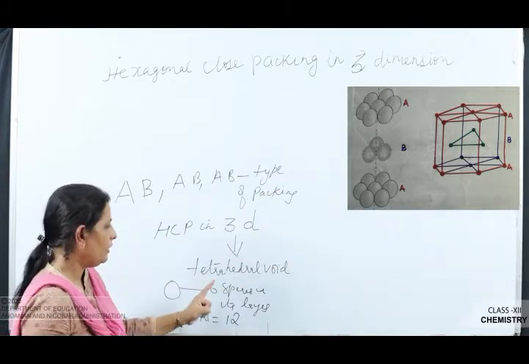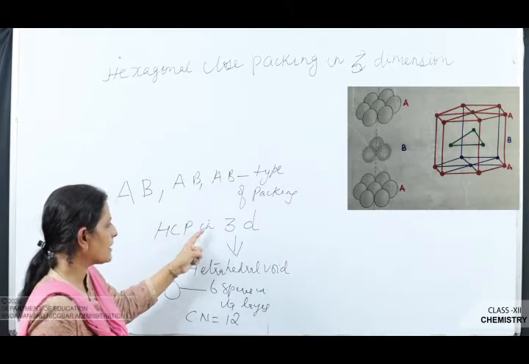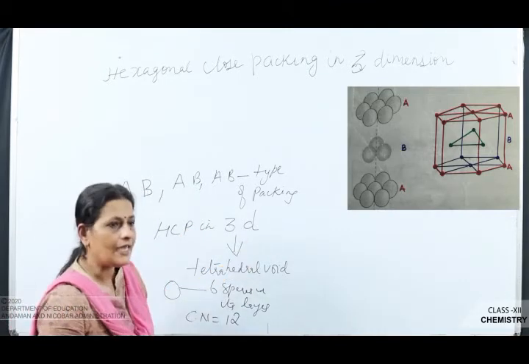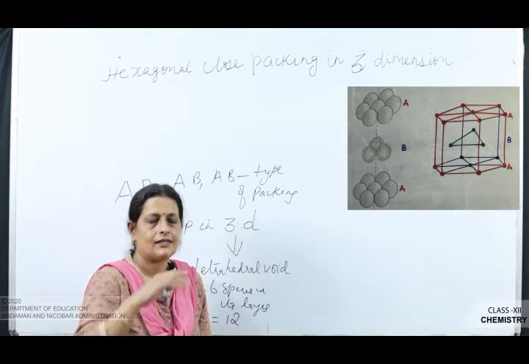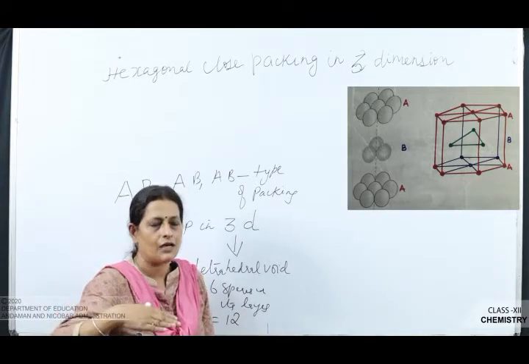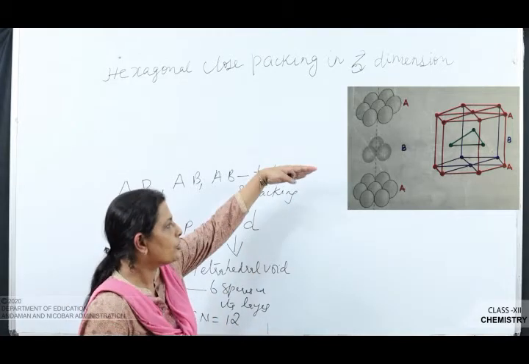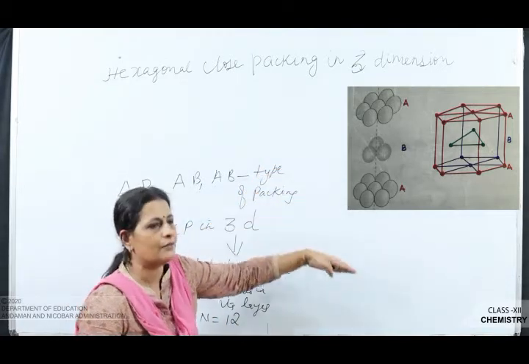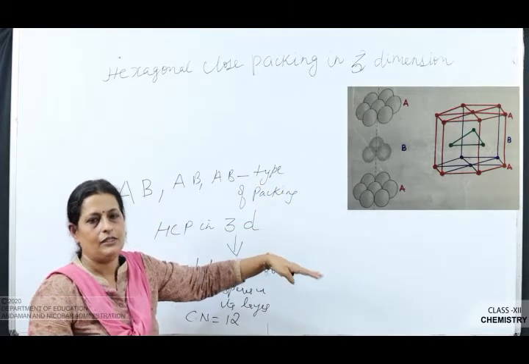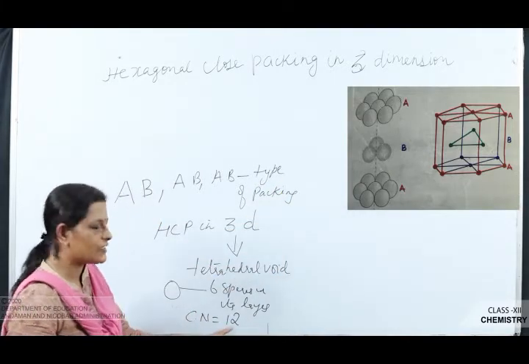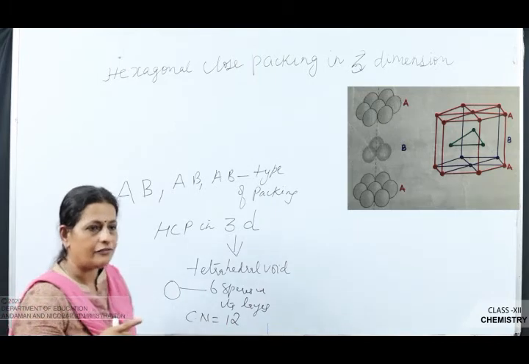So the coordination number is 12. In case of hexagonal close packing in 3 dimension, each sphere is in contact with 6 spheres in its own layer, 3 at the top and 3 at the bottom. In the figure only the top portions I have shown. Similarly, it will come in the bottom also. So 3 at the top and 3 at the bottom. So the coordination number is what? 12.